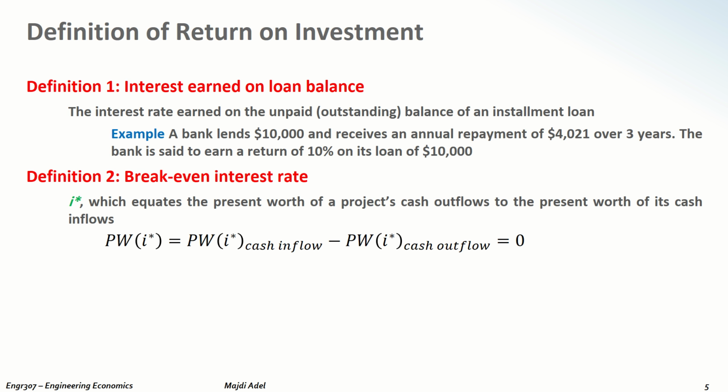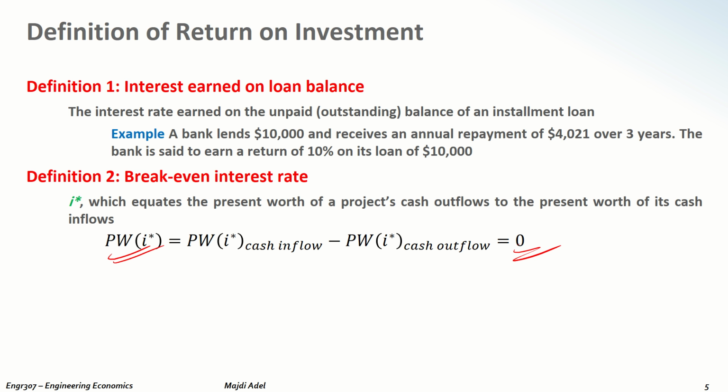The second definition is the break-even interest rate. What does this mean? It is the interest rate that reaches the break-even point. Break-even means that it is the interest rate at which the present worth for cash inflow for a certain project equals the present worth for cash outflow, or simply the interest rate that makes the present worth of a project equal to 0.